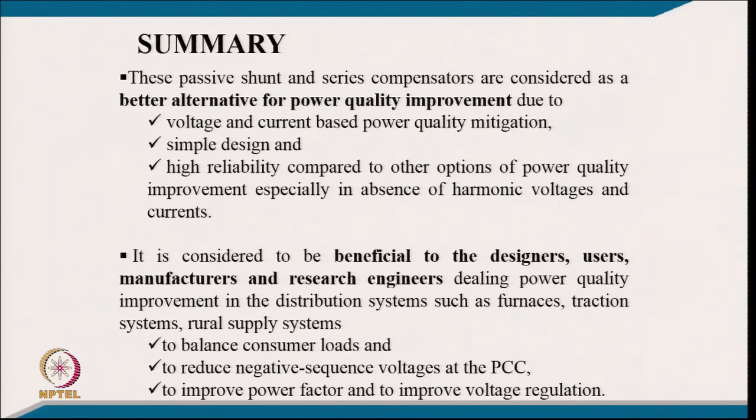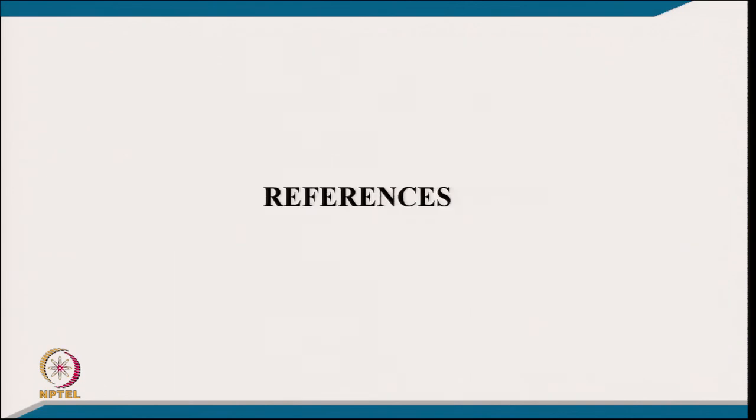So, these passive shunt and series compensators are considered a better alternative for power quality improvement, due to voltage and current based power quality mitigation. We are able to have a simple design and high reliability compared to other options of power quality improvement, especially in the absence of harmonic voltage and current. It is considered beneficial to the designer, user, manufacturer and research engineer dealing with power quality improvement in distribution systems such as furnaces, traction systems and rural supply systems, to balance consumer load, reduce the negative sequence voltage at the PCC, and to improve the power factor and the voltage regulation.